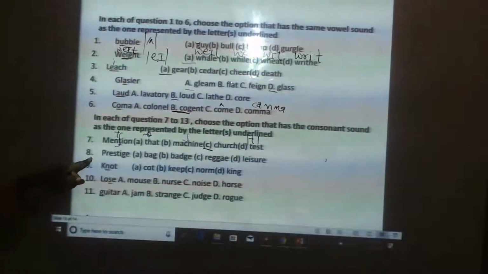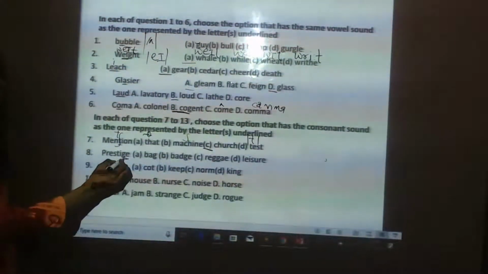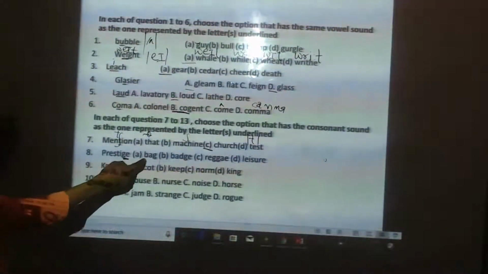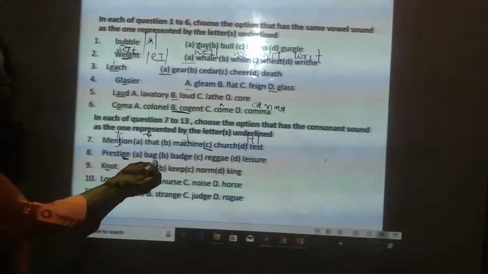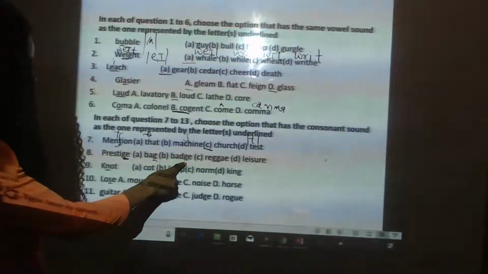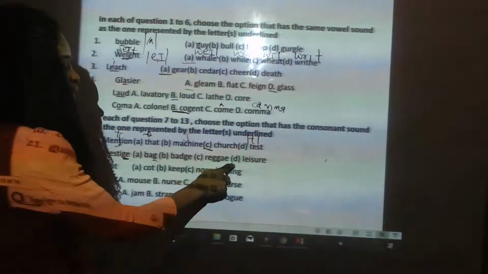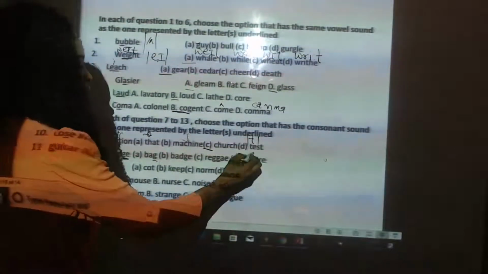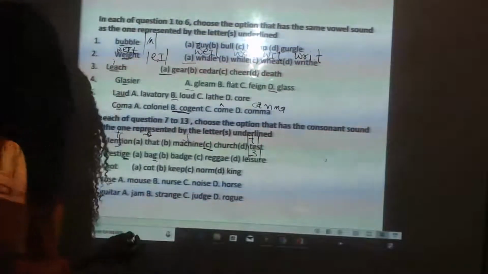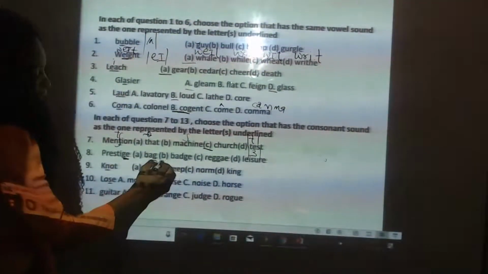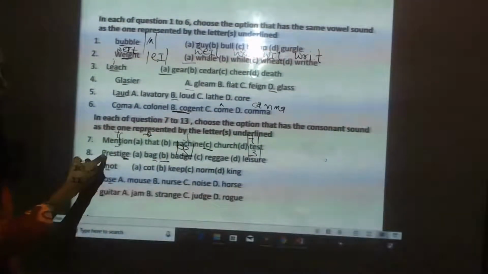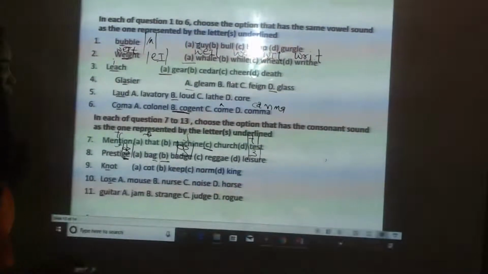Number 8, we have the word prestige. And the underlined word here is prestige. Option A says bag, which is giving us the good sound, therefore it's not the answer. B, badge. C, reggae. D, leisure. Leisure here is this sound. Therefore, the right answer is badge, because badge here is giving us this sound. Likewise, the prestige here is giving us also the sound.